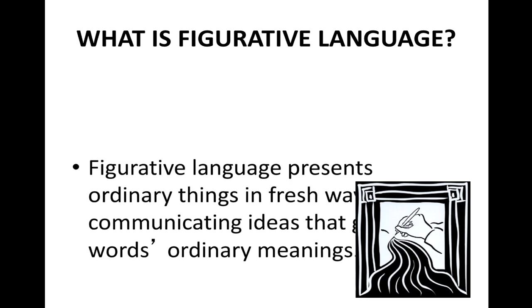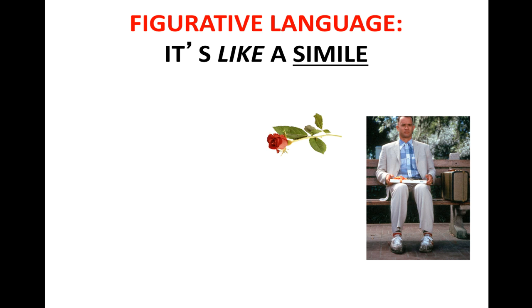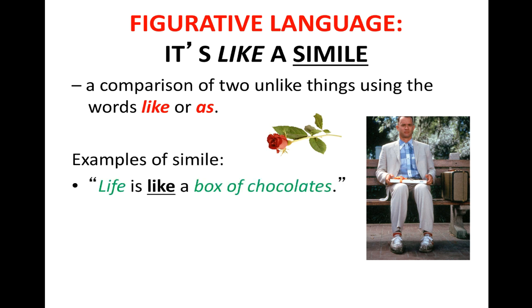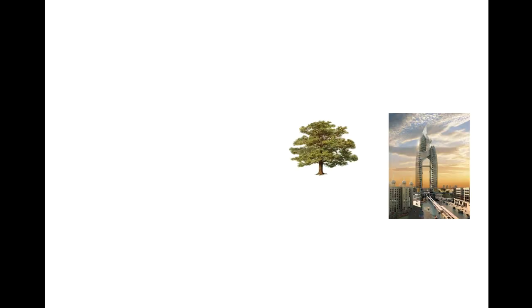What is figurative language? Figurative language presents ordinary things in fresh ways, communicating ideas that go beyond words' ordinary meanings. Here are some examples. First is a simile. A simile is a comparison of two unlike things using the words like or as. Examples of simile: life is like a box of chocolates. The girl is as beautiful as a rose.